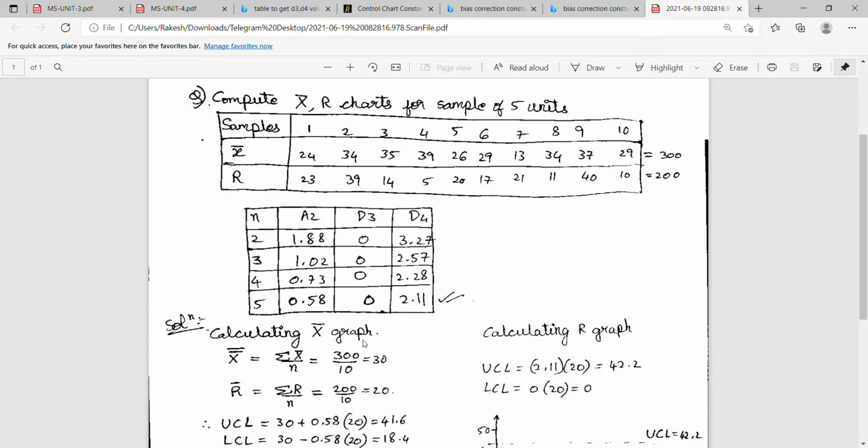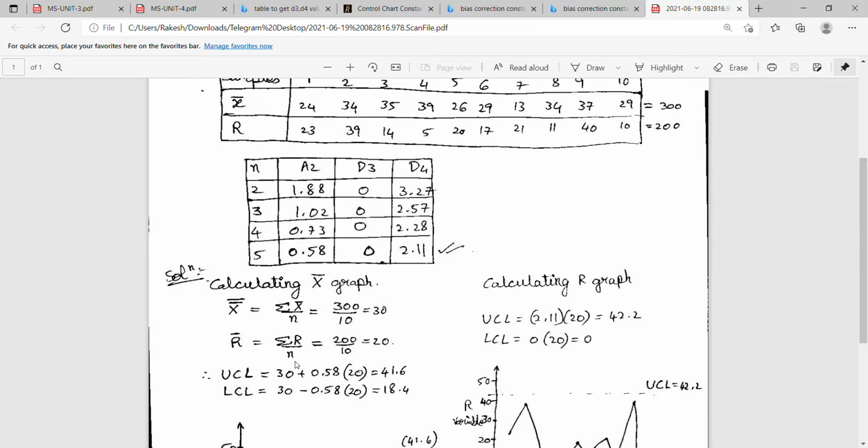Next, for calculating the X bar graph, first you have to calculate X double bar, the mean of X bars. First calculate sigma X bar: if you add all of these you get 300. So X double bar is 300 by 10, which equals 30. R bar is the sum of all R samples, 200, divided by the total number of samples, 10. 200 by 10 is 20.